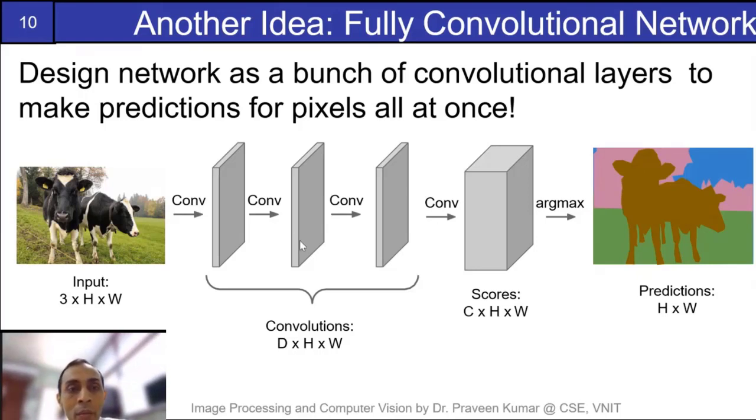At least we have avoided the problem of the sliding window. We don't have to recompute for the same patches. We don't have to recompute the features again and again. The entire image just goes through the network once, and all the features get computed in a single pass. So that is an advantage, but still, there are problems with this approach.